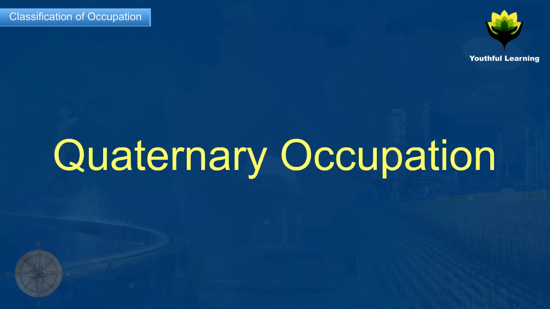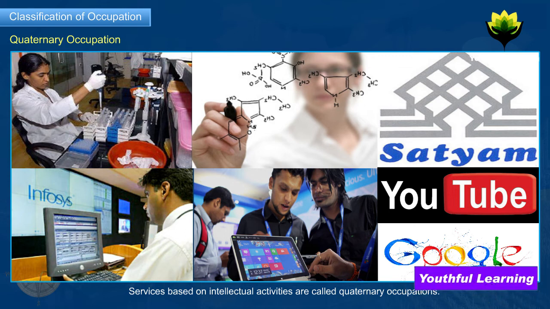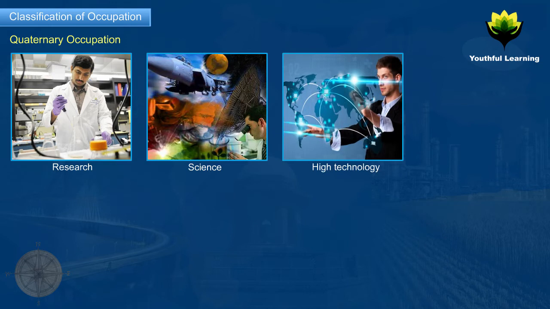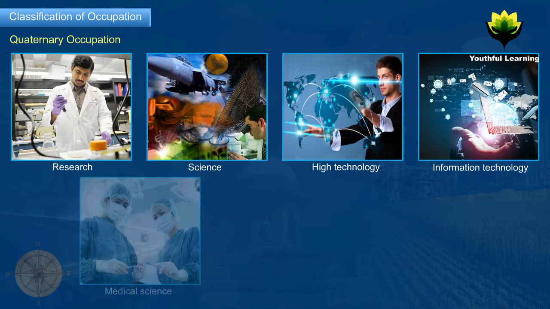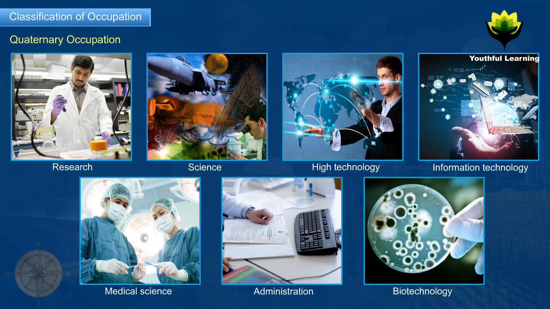Quaternary occupation. With advances in science and technology, new and special types of services based on intellectual activities have evolved over time. Such activities are called quaternary occupations. It includes activities such as research, science and high technology, information technology, medical science, administration, and biotechnology.